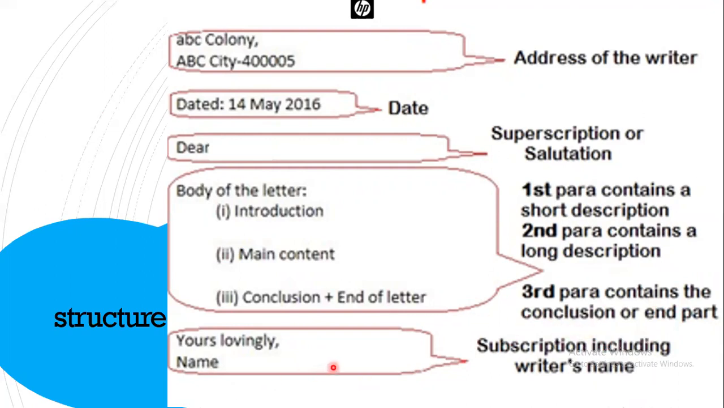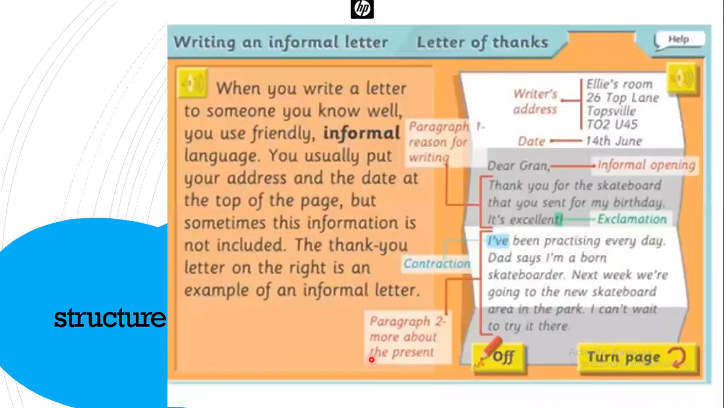And at the end, the subscription, that means yours lovingly, and then XYZ or your name. Now, writing an informal letter, this is actually the sample of a letter of thanks. Here you can see that this is the writer's address at the top, then comes the date, then dear grand, that is a salutation and formal opening. Then, thank you for the cake and boat that you sent me for my birthday.